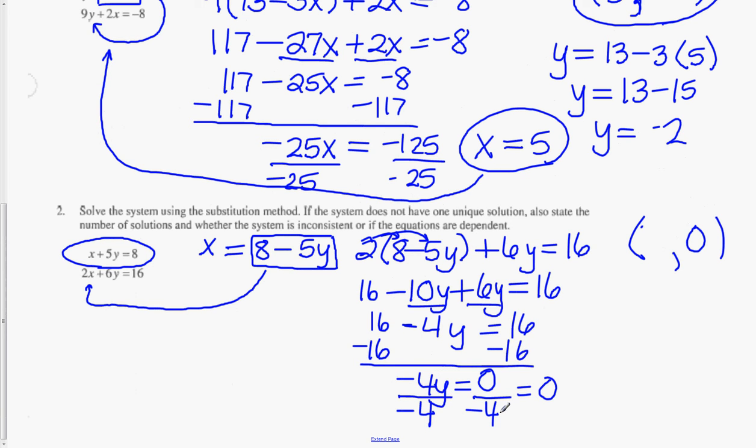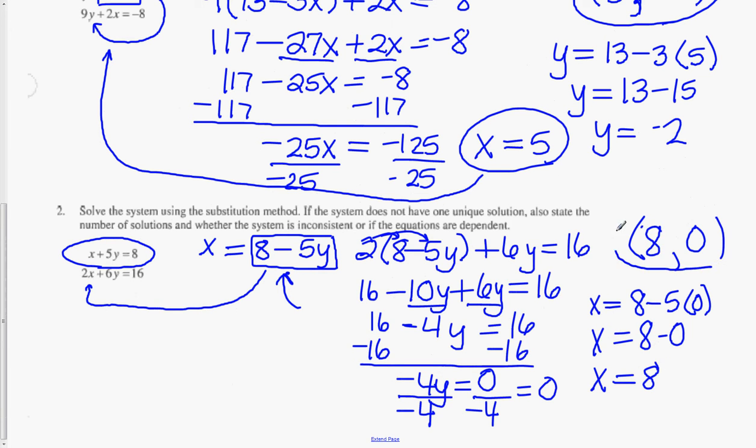Well, now that I know that y is 0, I'm going to come up here to this next equation. I'm going to put 0 in for y so I can figure out x. So x equals 8 minus 5 times 0. Well, 5 times 0 is just going to be 0. So I've got 8 minus 0. So x equals 8. So I'm going to come up here and put 8 in my ordered pair. So (8, 0) would be my answer. That's where the two lines would touch. So 0 is okay to get as an answer.